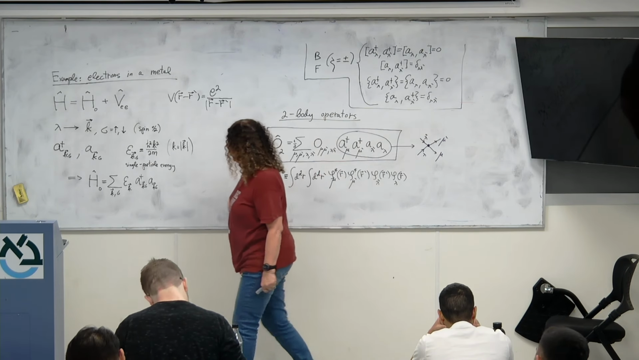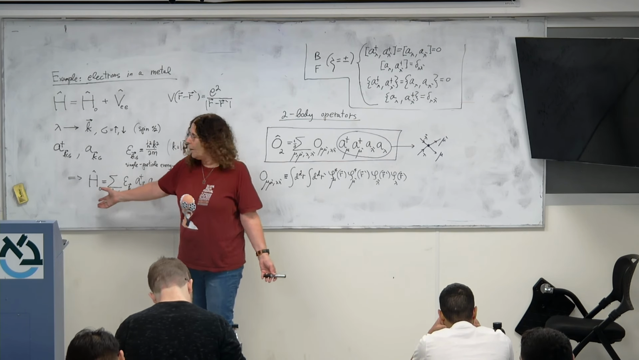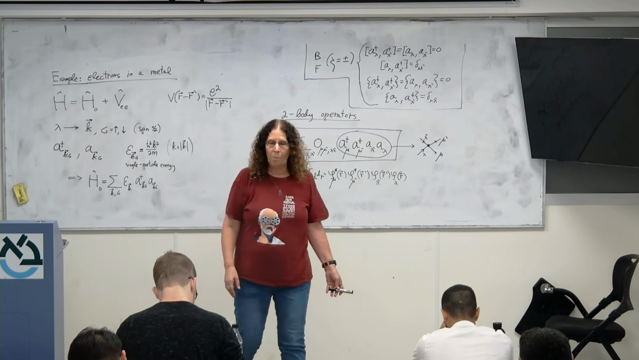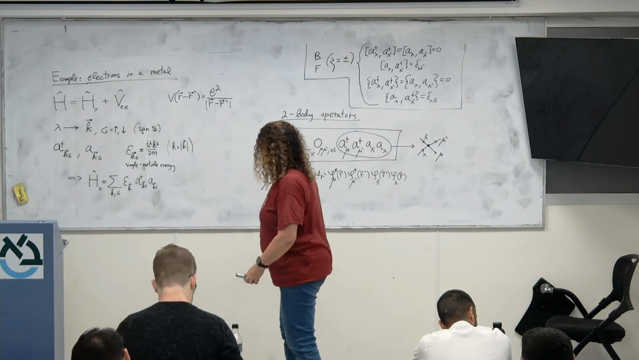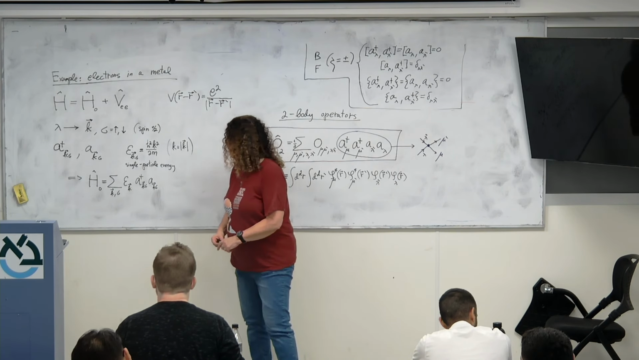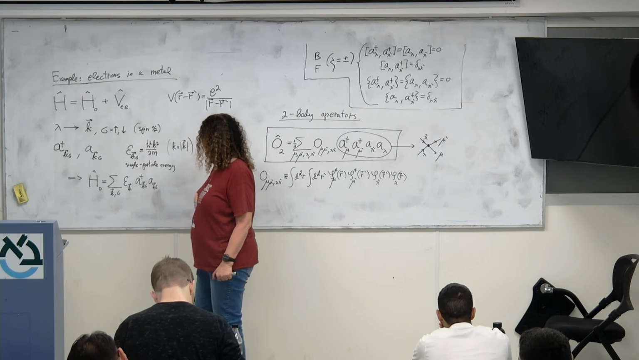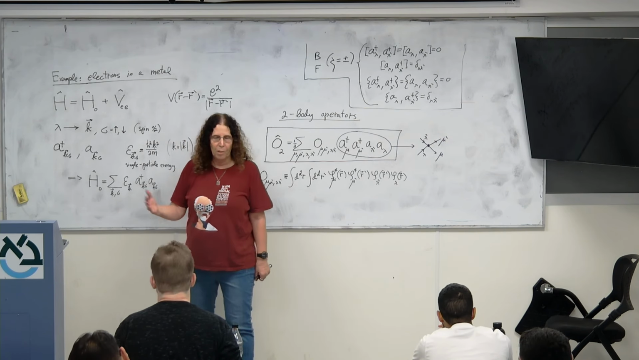And this Hamiltonian is already diagonal. We know all its matrix elements, right? So for any Fock state, we can easily compute what this operator gives when it acts on it, because it's already in the diagonal basis. Okay, so it's trivial.